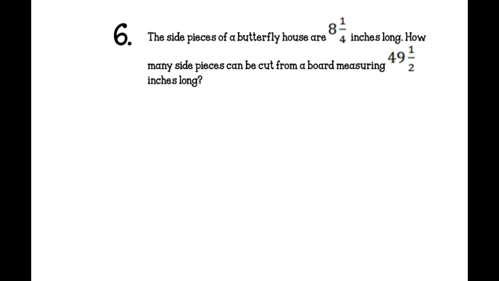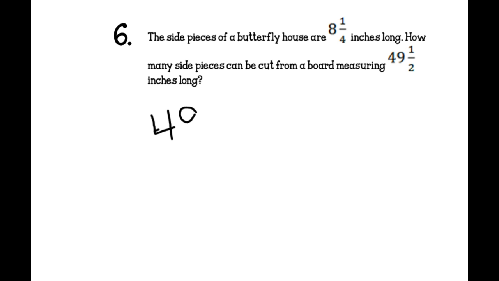This is the last problem for all of Chapter 4, Example 6. The side pieces of a butterfly house are 8 1/4 inches long. How many side pieces can be cut from a board measuring 49 1/2 inches long? So first of all, I need to think, what am I going to do here? Well, I have a big board that's 49 1/2 inches, and I'm trying to cut it into different pieces. Cut it into, that's a good word. That means that I'm going to use division.